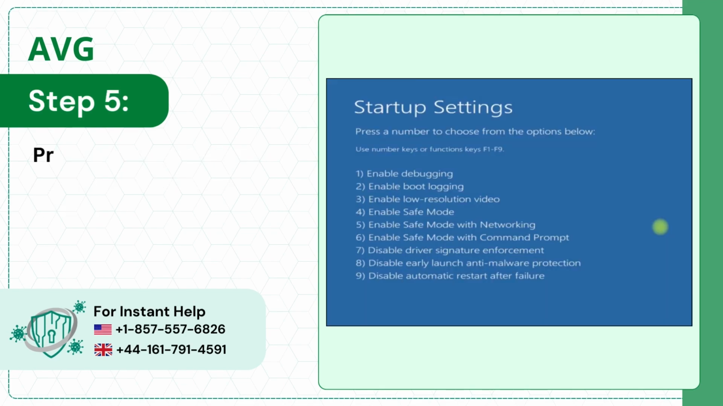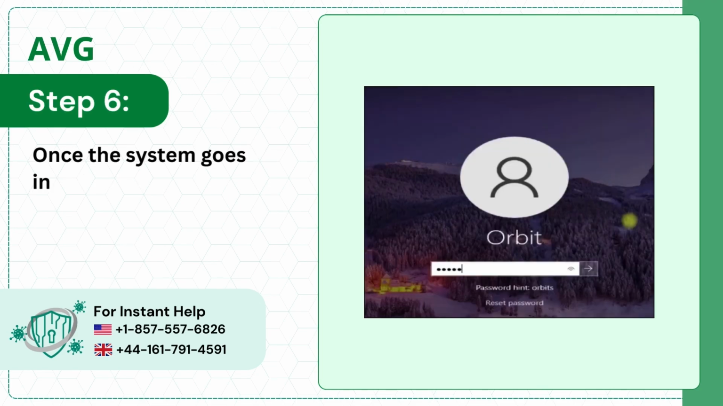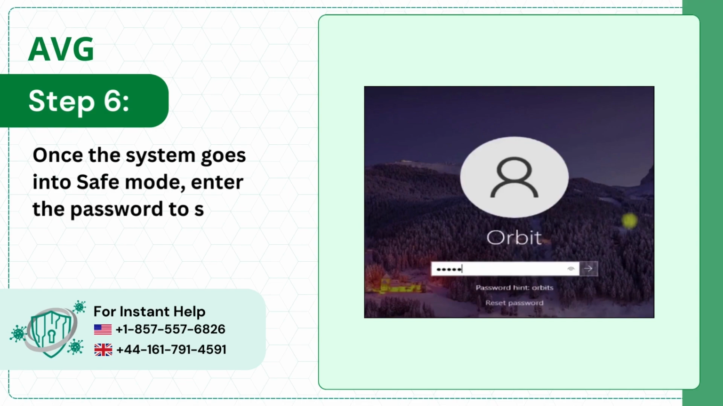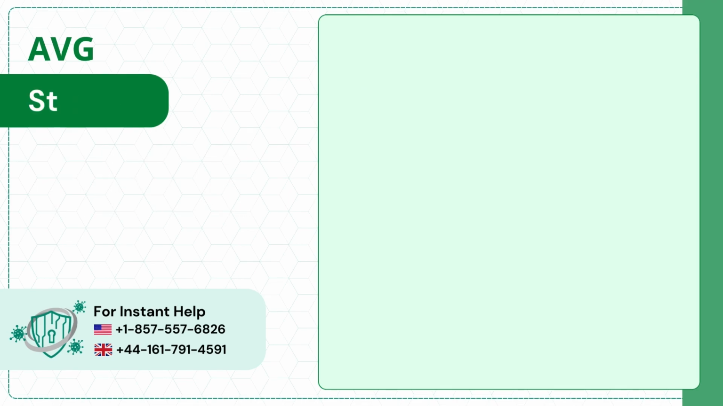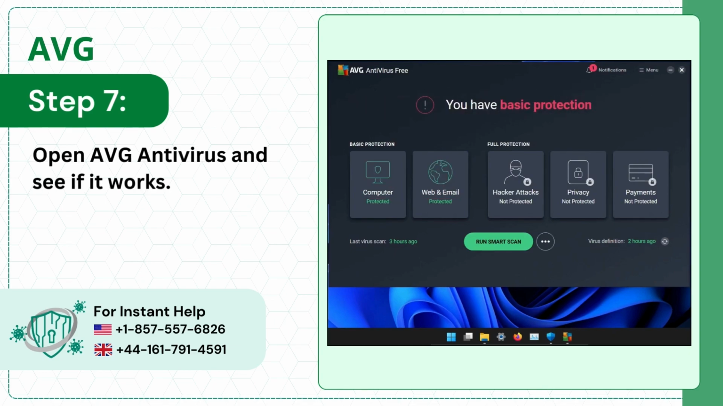Step 5. Press the F4 key to select Safe Mode. Step 6. Once the system goes into safe mode, enter the password to sign in. Step 7. Open AVG Antivirus and see if it works.